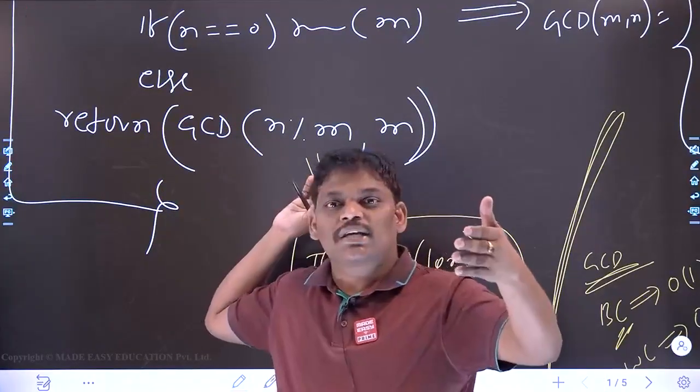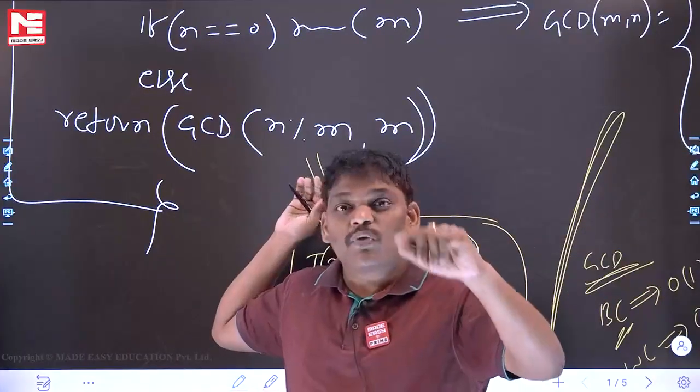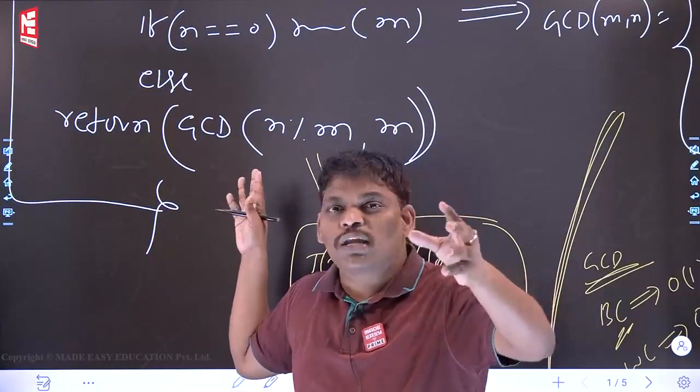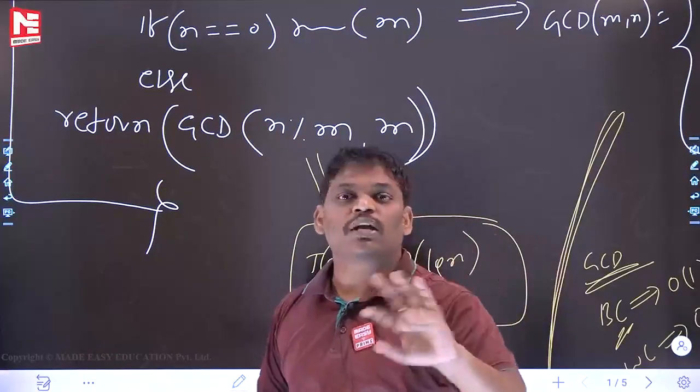What is the meaning of worst case time? The maximum amount of time to solve this problem. What is the best case time? The minimum amount of time to solve the problem. Can you say minimum means small numbers or big numbers? Minimum, maximum concept will come. Not small number, big number.